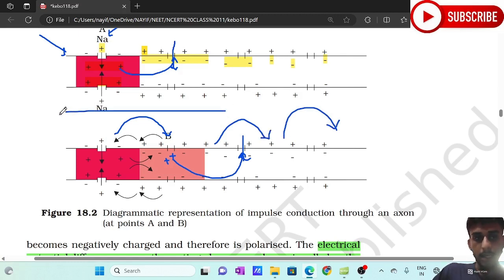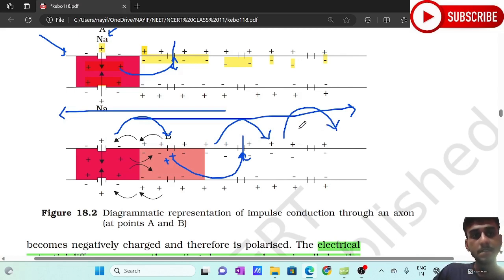I'm saying it can't go back. It only goes in one direction. It is because there is a mechanism in the voltage gated sodium channel which will allow the movement of the signal only towards the axon terminus, because the sodium channel is having a mechanism behind it.